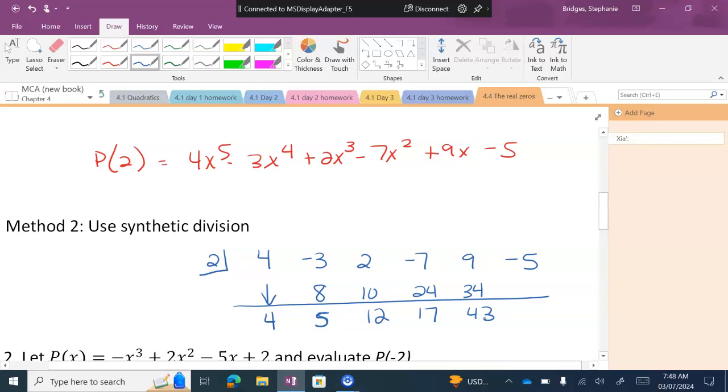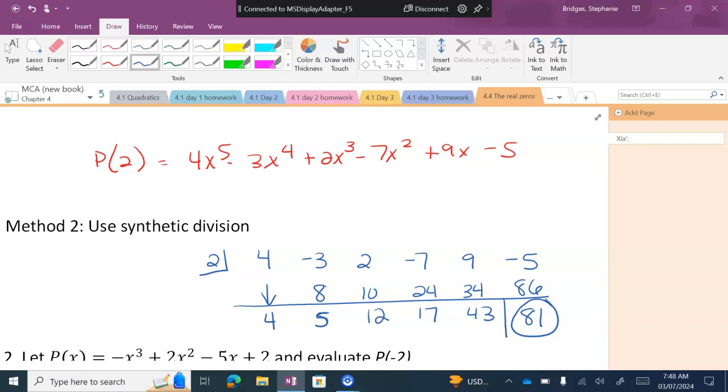43, thank you. And then I multiply that again, that's going to give me 86. And then if I add -5 and 86, that gives me my remainder of 81, which was exactly the same thing that I got by plugging it in. So do you see how they both work the same? You can choose which way you want to do it. I don't care. You can either plug it in or you can do the synthetic division. Just remember the remainder is the answer.